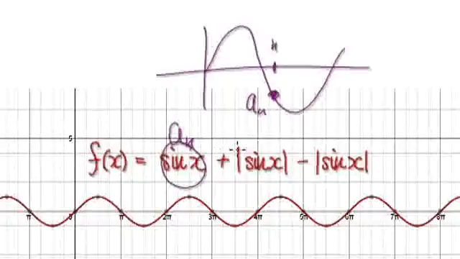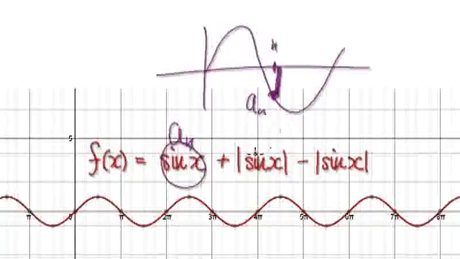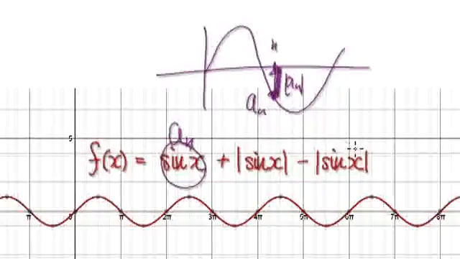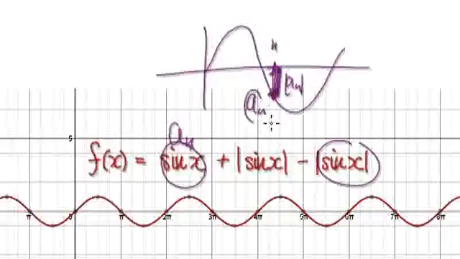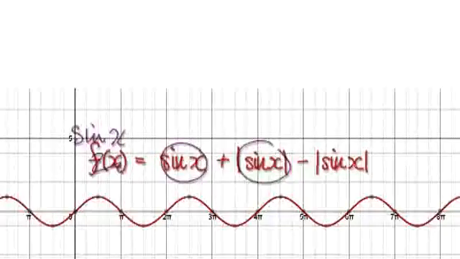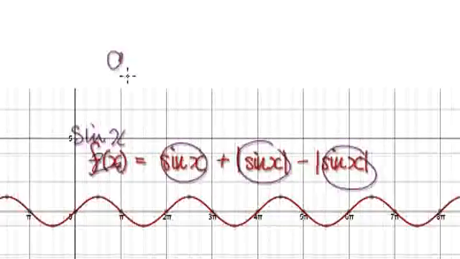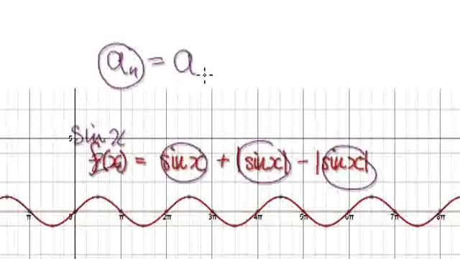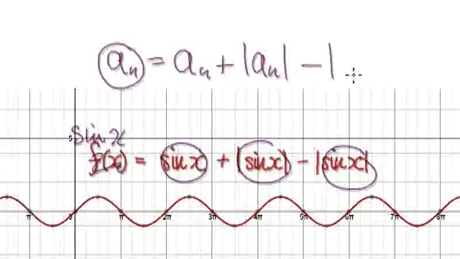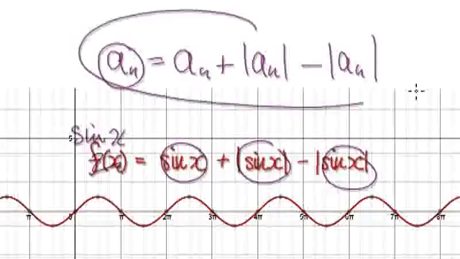I hope you can accept that an plus the magnitude of an here, if you add the magnitude, that will then take you back to 0, and then you take away the same magnitude, that would take you back to an. So I hope you can accept that this is equal to an plus the absolute an, and then you take away absolute an. I hope you can accept this.